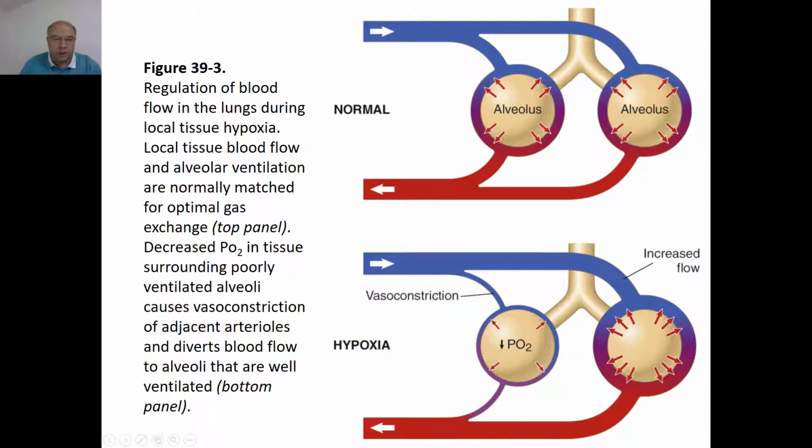So the regulation of blood flow in lungs during local tissue hypoxia. Local tissue blood flow and alveolar ventilation are normally matched for optimal gas exchange. In the top panel, we see ventilation and perfusion is good, matched. On the other hand, decreased oxygen partial pressure in tissue surrounding poorly ventilated alveoli causes vasoconstriction of adjacent arterioles and diverts blood flow to alveoli that are well ventilated.